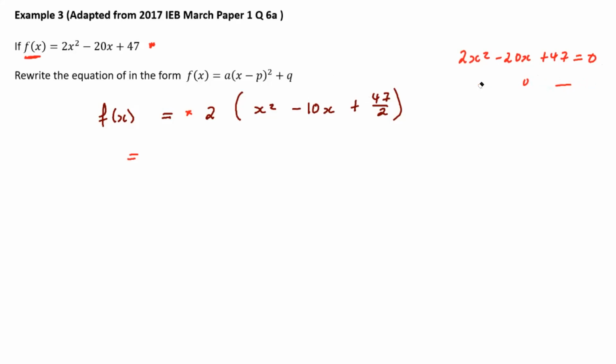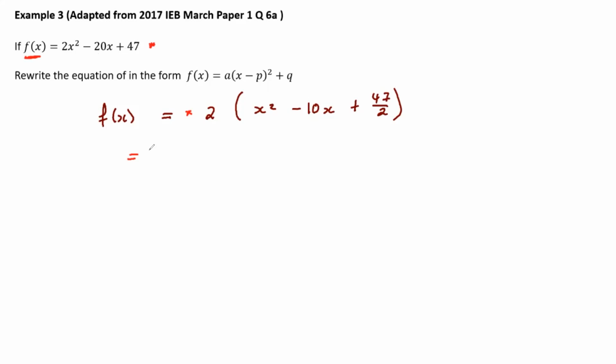Again, if you follow the rules, I said factor out the coefficient of x squared. And I've factored out 2. 2 times x squared, I go back, 2x squared. 2 times negative 10x, negative 20x. 2 times positive 47 over 2 is 47. I factored out the coefficient of x squared. Why? Because I want to make sure that the coefficient of x squared is 1.